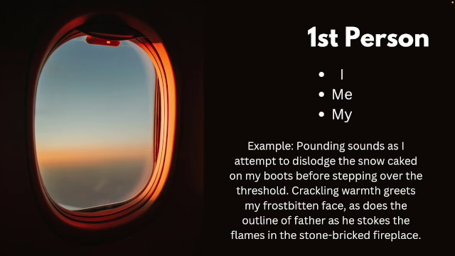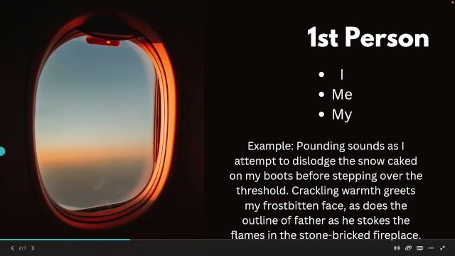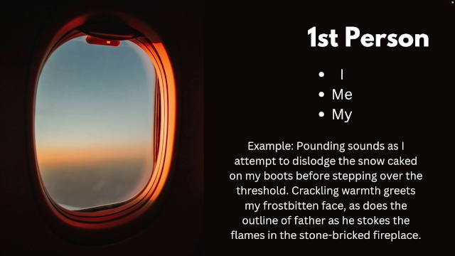So my example here, all my examples are from my own personal writing. So this one is: pounding sounds as I attempt to dislodge the snow caked on my boots before stepping over the threshold. Crackling warmth greets my frostbitten face, as does the outline of my father as he stokes the flames in our stone-bricked fireplace. So as you can see, I used I here, I used my, and I used my again, showing that it is our character in the first person point of view. So anytime you see that, it would be first person.